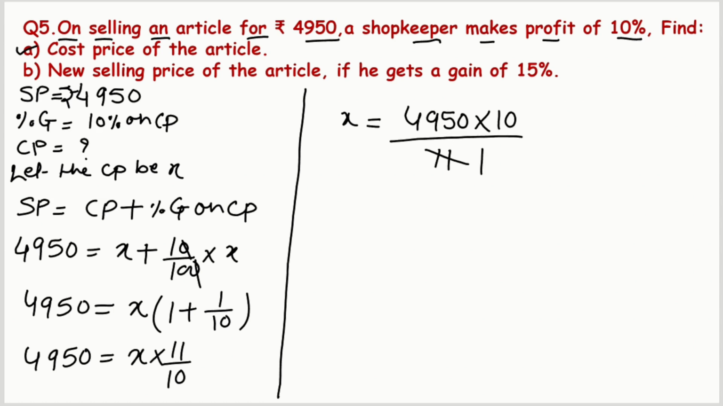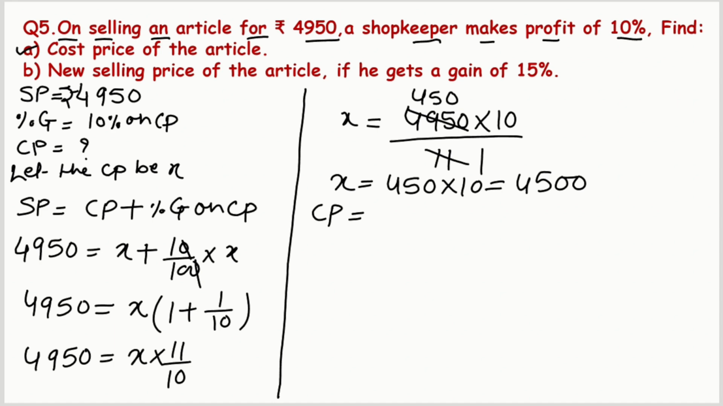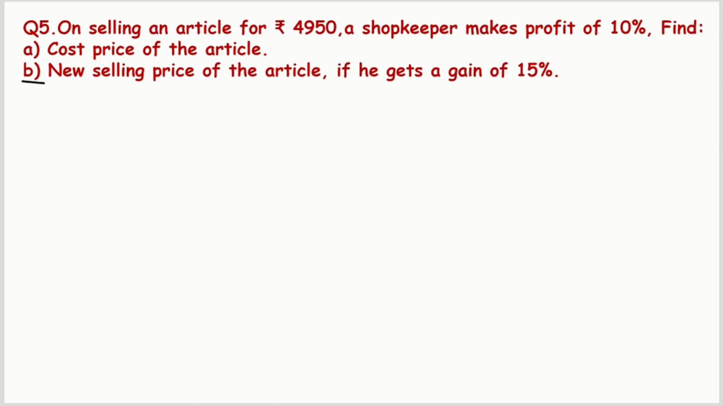If we cancel these two quantities, 11 times 1 is 11. 11 times 45 is 495 followed by 0. So x equals 450 times 10, which will give us 4500. So this is our CP, which is 4500 rupees. Now we'll do part B. New selling price of the article if the shopkeeper gets a gain of 15%.